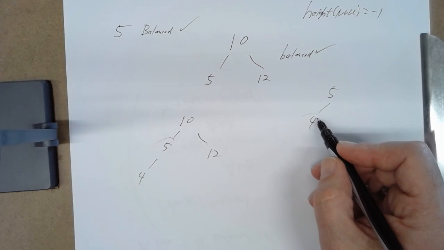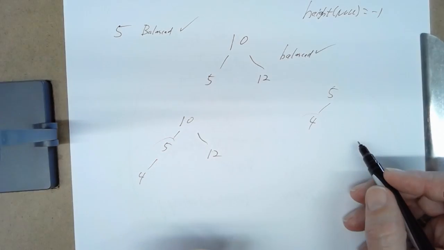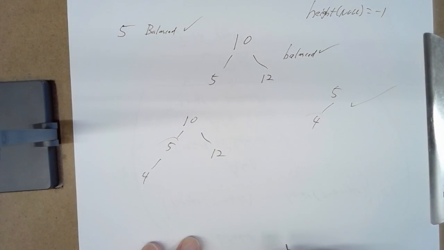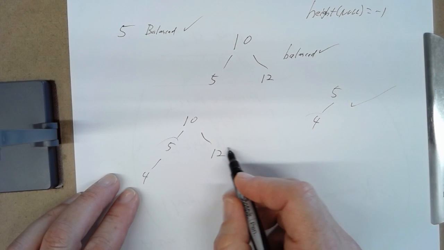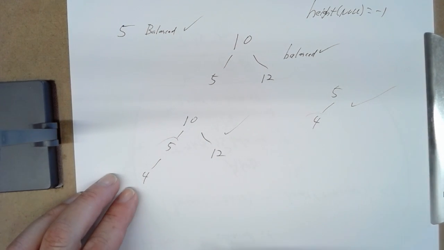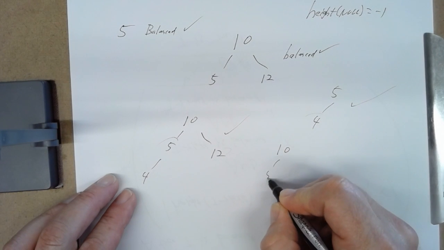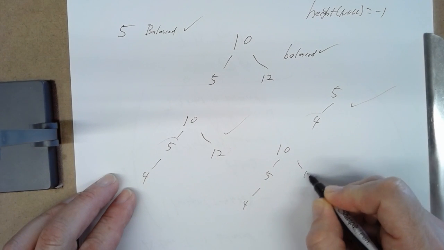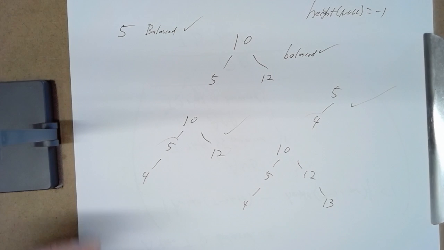The left subtree is 5, that's balanced. The right subtree is null, that's balanced. So that's balanced. And since this is balanced and this is balanced and their heights differ by 1, this is balanced. And in fact, that's going to be balanced too.